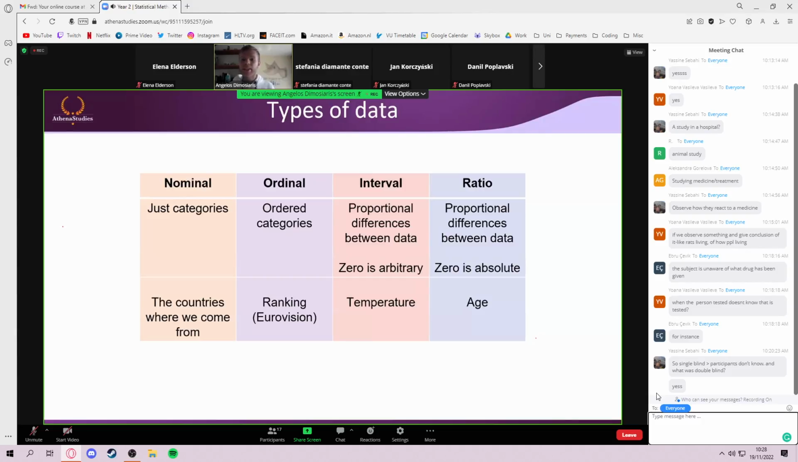The 0 here is totally arbitrary. But when the 0 is absolute, when the 0 means that we don't have any of the variable that we measure, then it's a ratio. So for example, age is a ratio variable. Why? Because if you have 0 age, that means that you don't have any age at all. So for example, awesomeness, if we measure how awesome a person is, can be a ratio variable, because if you have 0, that means that you have no awesomeness at all. It's a ratio variable.